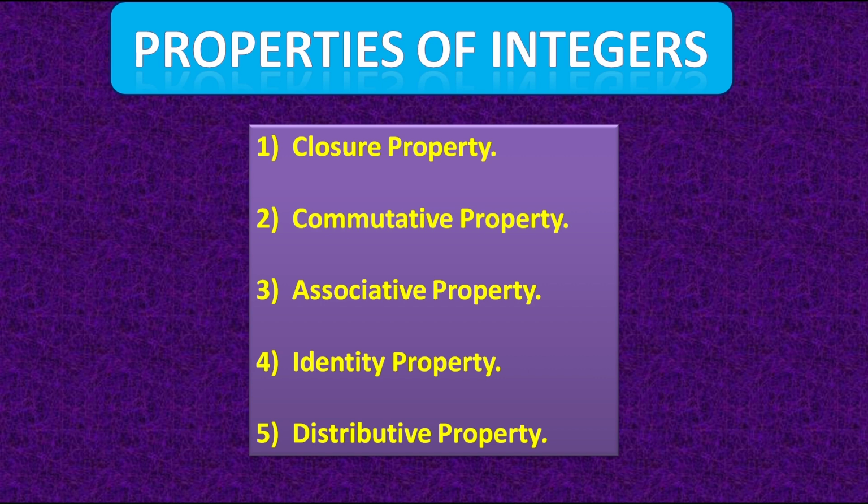We will check which operations obey these properties, and we will write the formulas for that. Also, we will check with the help of examples. Now let's start with the first property, that is closure property. Here, first we will check this closure property for addition.